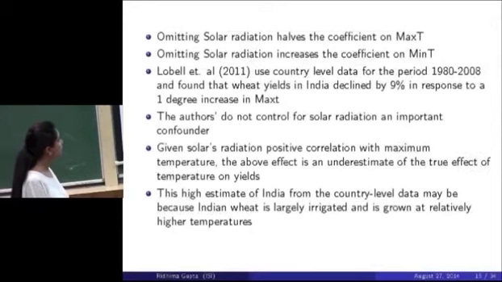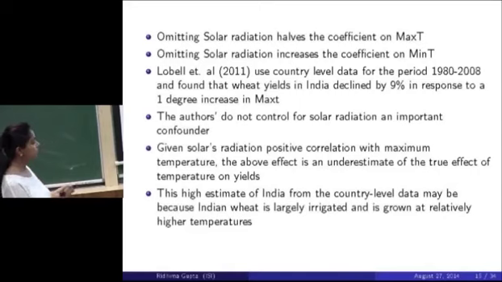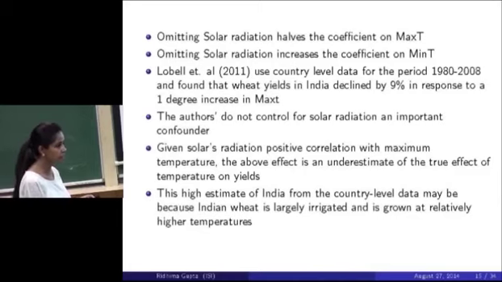Why do I want to stress on this? Because a study by Lobell et al. uses country level data for the period 1980 to 2008 and found that wheat in India declined by 9% in response to 1 degree increase in maximum temperature. So they have a country level panel. The authors do not control for solar radiation, an important confounder. So they would have estimated a higher number, given solar radiation's positive correlation with maximum temperature.